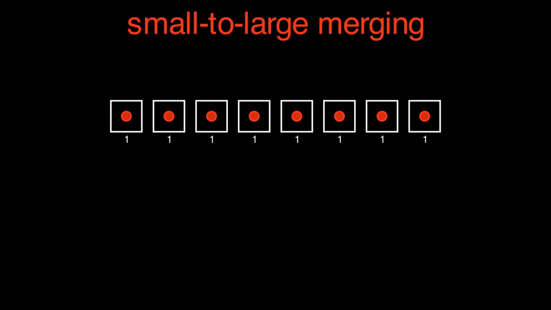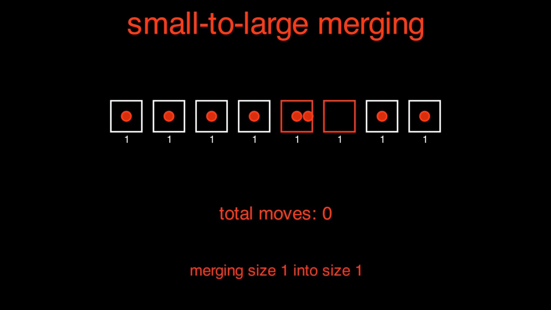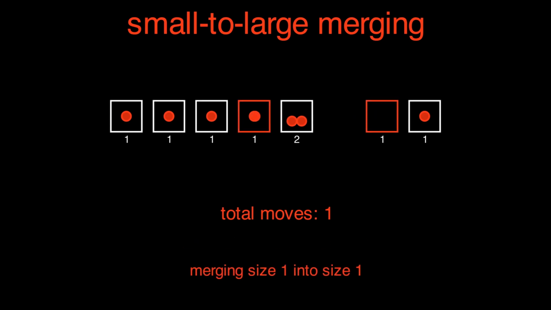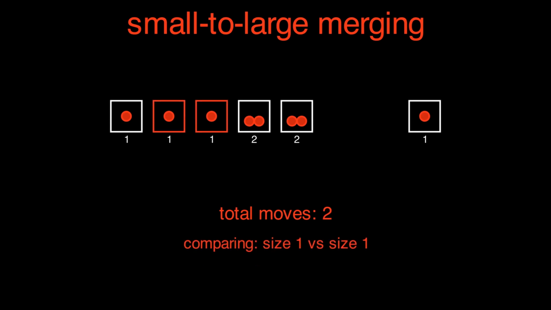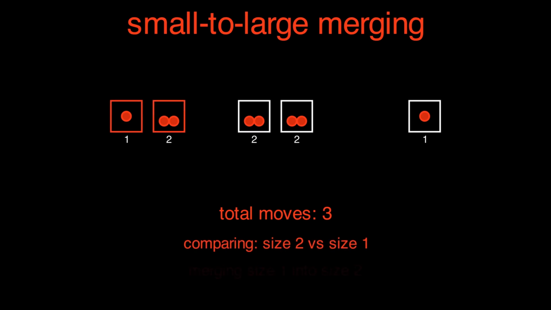Before moving on, let's take a quick detour to talk about a technique known as small to large merging. This is a technique used to efficiently merge n separate sets into one final set, where we are restricted to only merging two sets at a time into a singular set. This is often used in data structures such as the disjoint set.